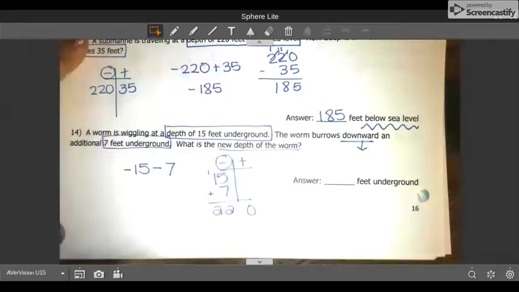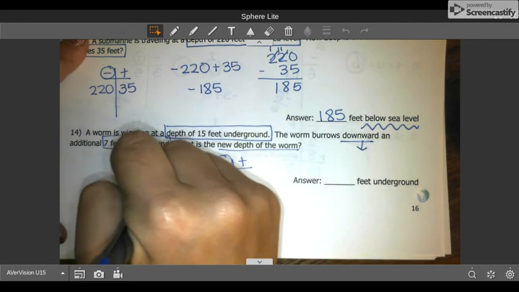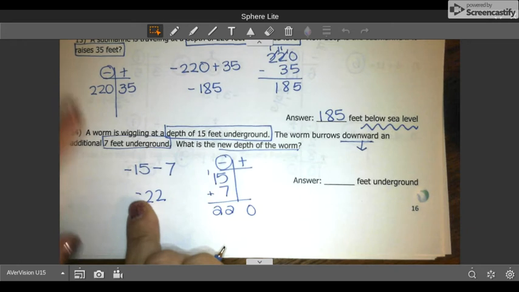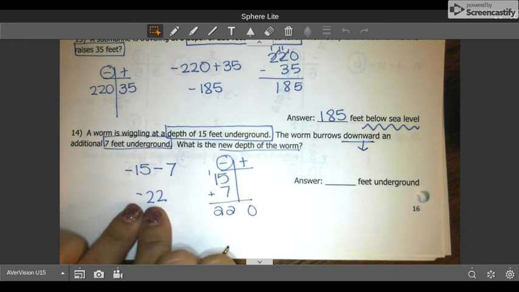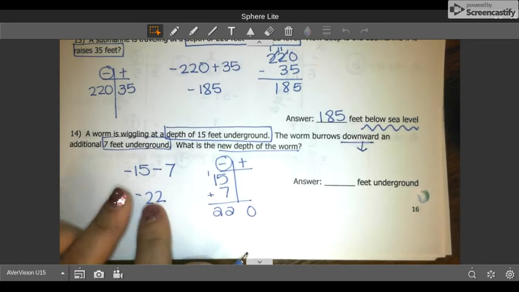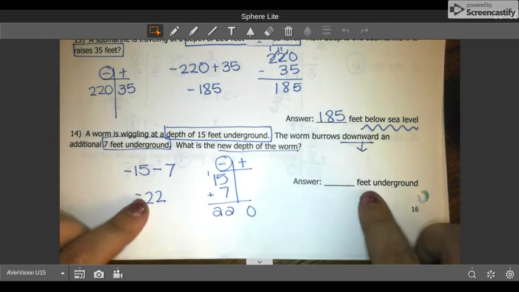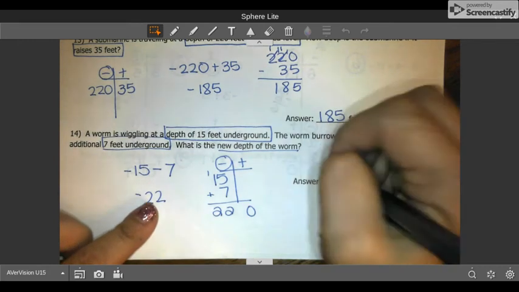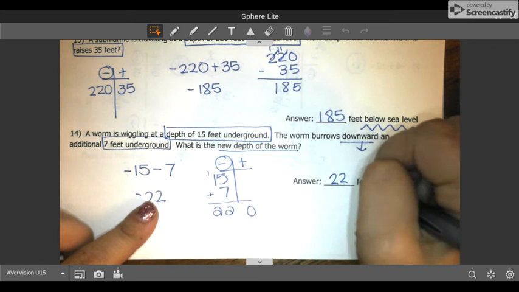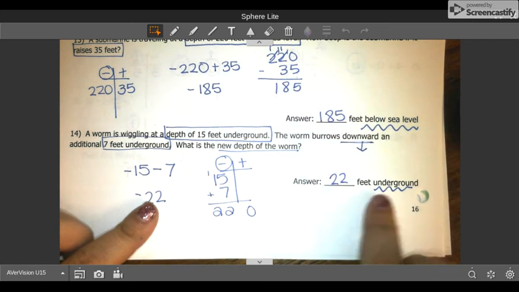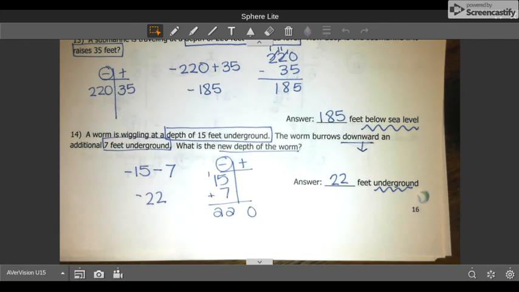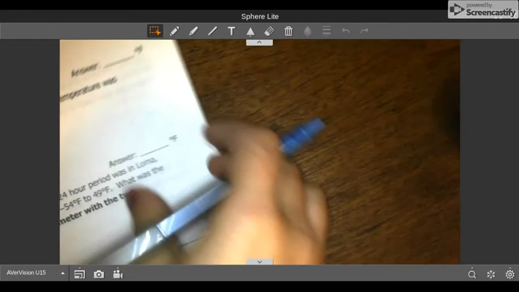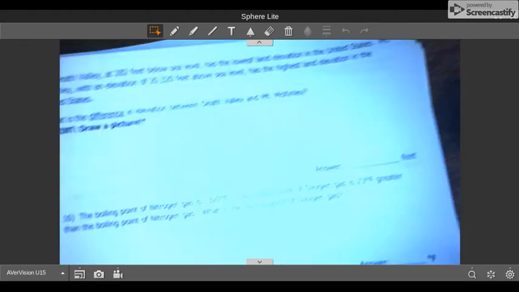So total, the negatives win by 22, which means that the worm is 22 feet underground. Now, I'm not going to say negative 22 because it's feet. We don't say negative distance. We're going to say 22 feet underground, and the underground part is what tells you that there was a negative. All right, next page.